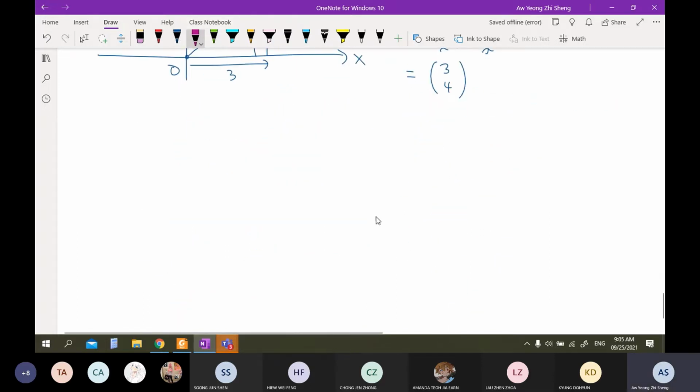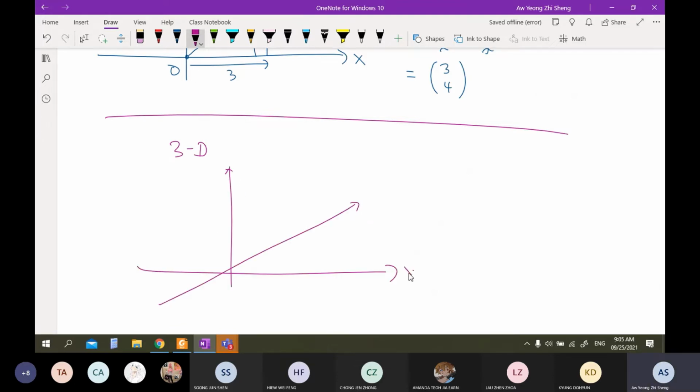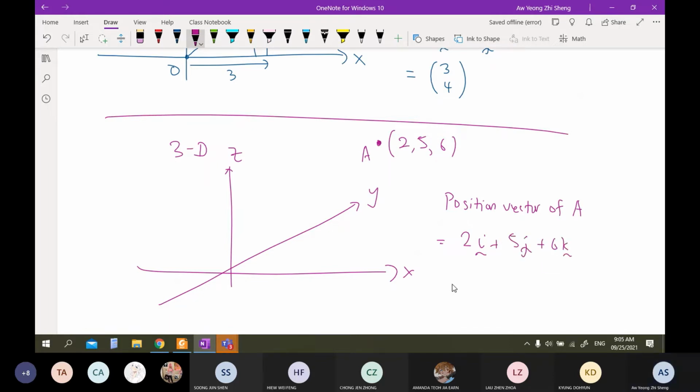Okay, next, in a 3D diagram. Let's say I have an x, y, z axis. And let's say I have this point here, let's call it point A, with coordinates, let's say 2, 5, 6, something like this. This is some floating point in a 3D space. So if you're asked to find the position vector of A, just look at the coordinates and distribute to the i, j, k. So it's 2i, 5j, 6k. Or in vertical bracket form, 2, 5, 6, just like that.